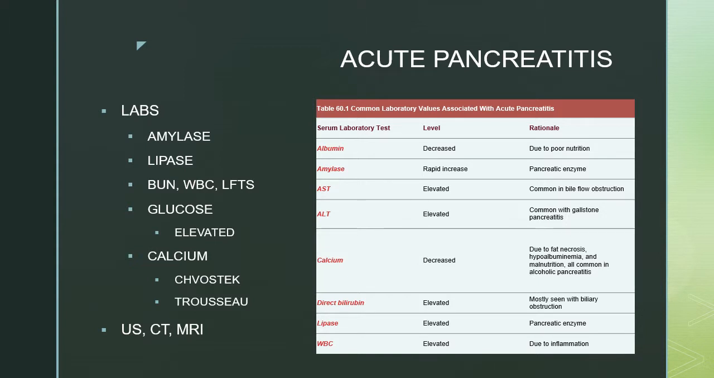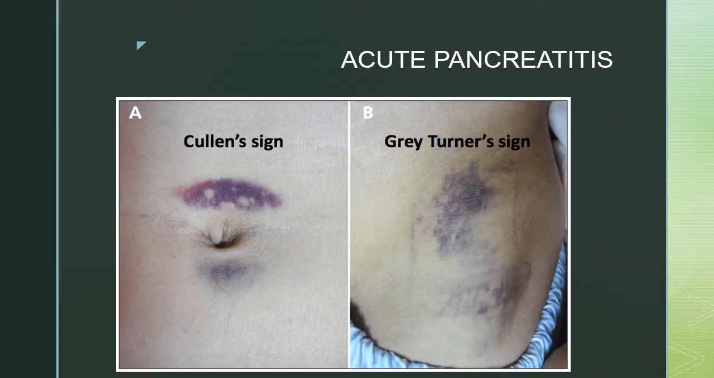Ultrasound, CAT scan, and MRI are all diagnostic tests that can be used to evaluate the pancreas. If we have acute intra-abdominal bleeding, we may see Cullen sign or Gray-Turner sign. So just look periumbilical or flank, like retroperitoneal, for evidence of intra-abdominal hemorrhage.